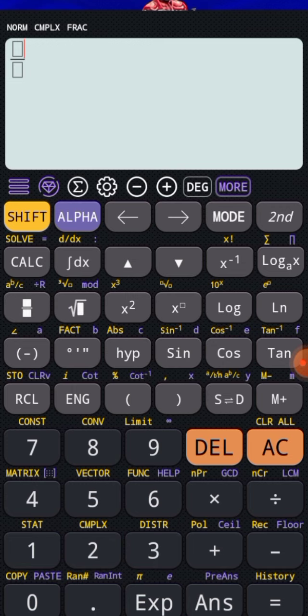Let's see, we have 5 plus root 3, then divided by 4 plus root 3. So this is going to give you 17 minus root 3 over 13, or 17 over 13 minus root 3 over 13, or 1 over 13 times 17 minus root 3. Any of them is correct.